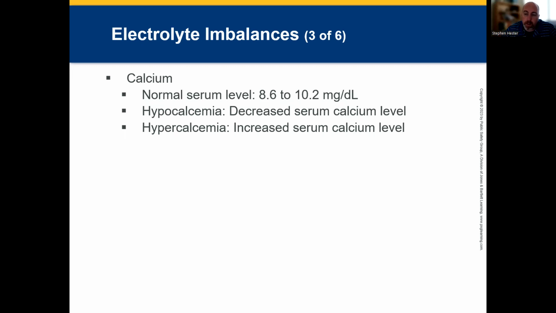Hypocalcemia is a decreased serum calcium level. It could be decreased intake, increased calcium loss, endocrine diseases, or sepsis. Hypercalcemia is an increased level of calcium, and it could be increased intake, endocrine disorders, neoplasms, or miscellaneous causes.